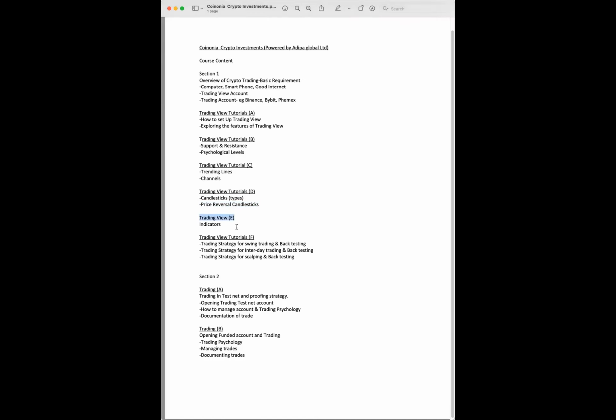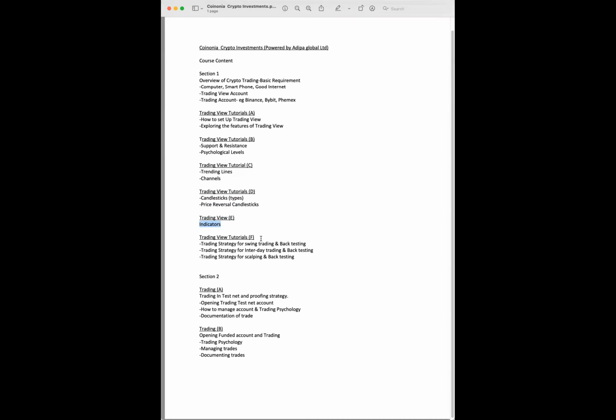Now, TradingView E is indicators. In that stage, we will look at how we use indicators on TradingView, how we can search for indicators, how we can edit indicators, and how we can use indicators to help us do this trade.